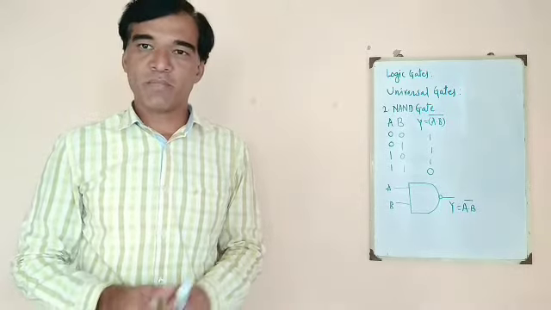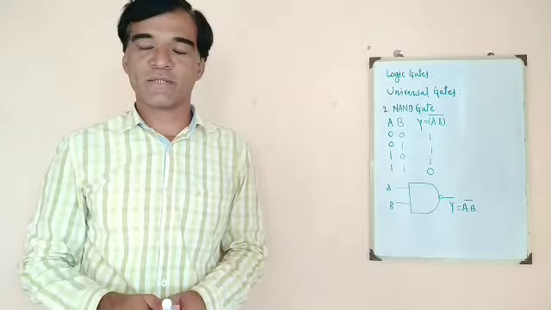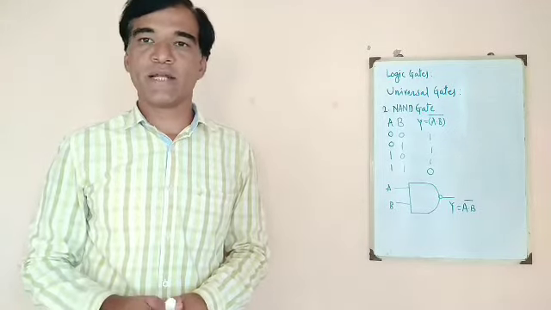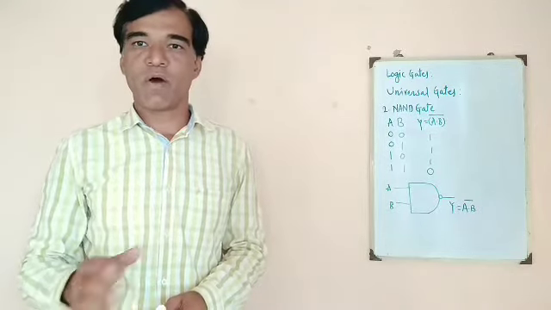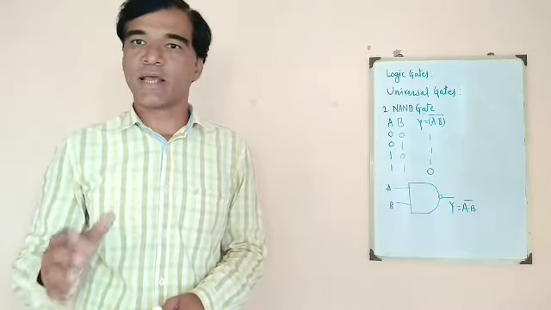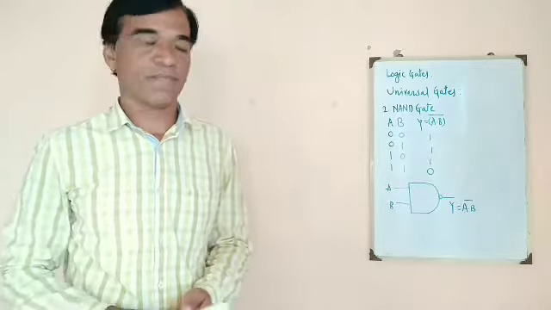Apart from these basic gates and universal gates, we have some other class of gates which is exclusive gates. In exclusive gates, again we have two gates: one is exclusive OR gate and the other is exclusive NOR gate, that is XOR gate and XNOR gate. Let us see these exclusive gates.